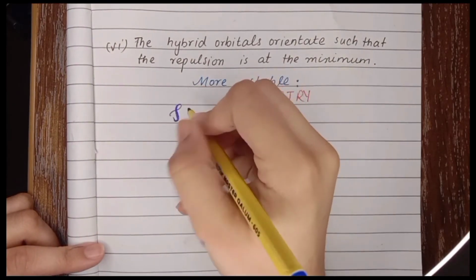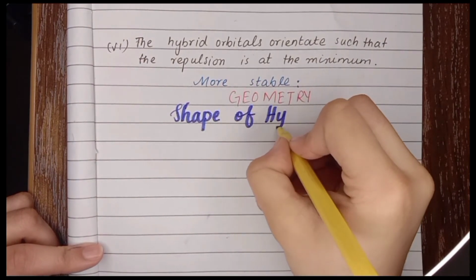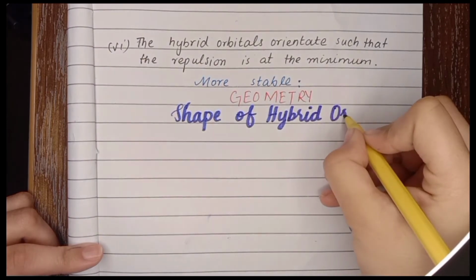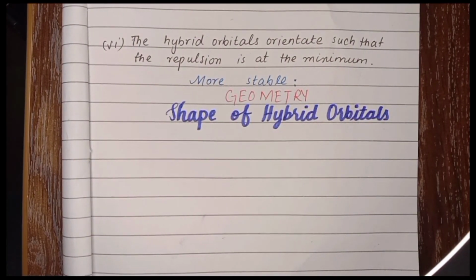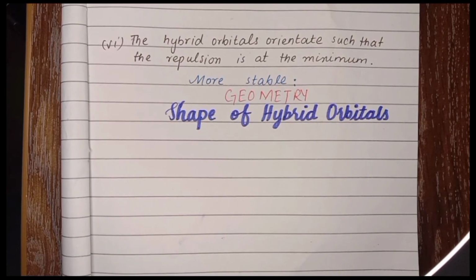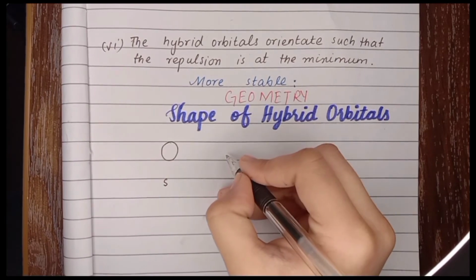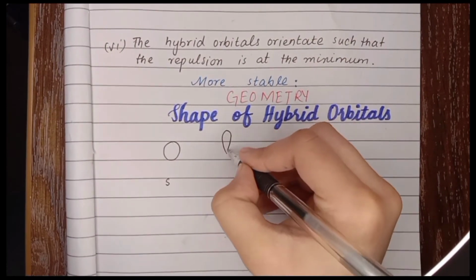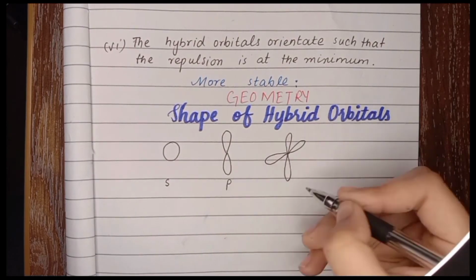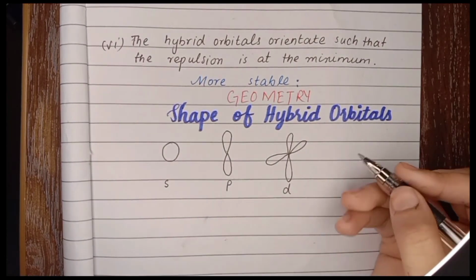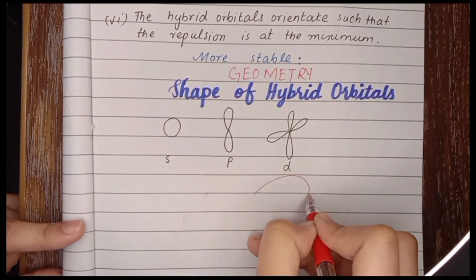The last and the most important point of the hybridization theory is the shape of the hybrid orbitals. How will you recognize the shape of the hybrid orbitals in your book, or how will you draw them? There is a difference between the normal orbitals and the hybrid orbitals and how you demonstrate them. As the s orbital has its own shape, the p orbital has its own shape, and the d orbital has its own shape, the hybrid orbitals also have their own shape.